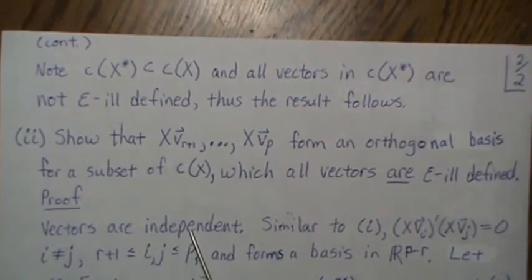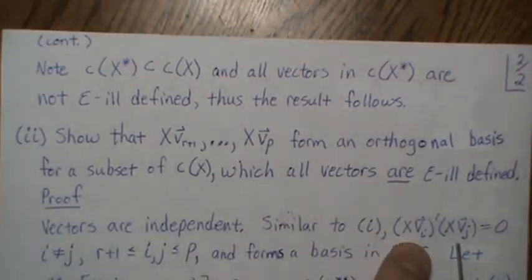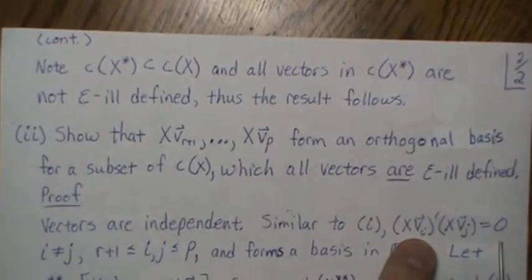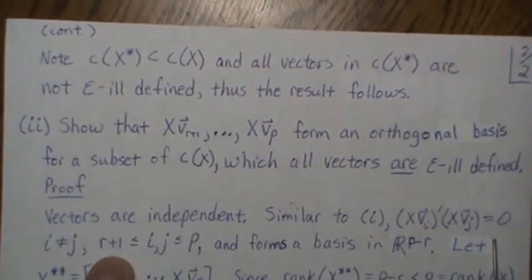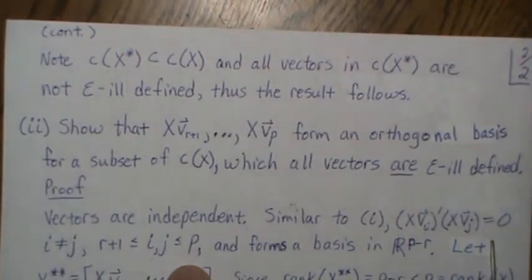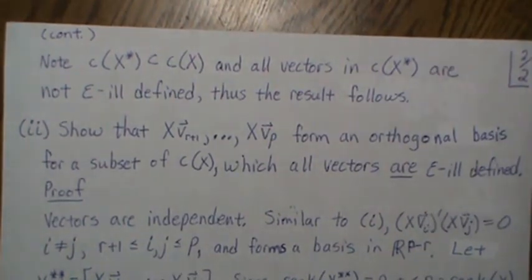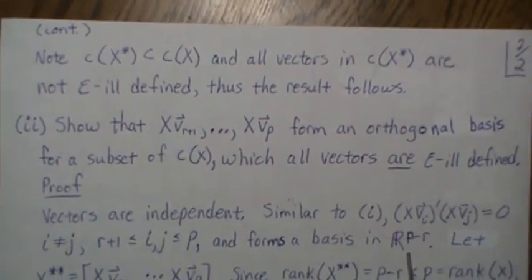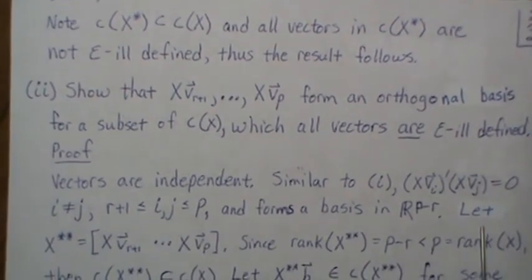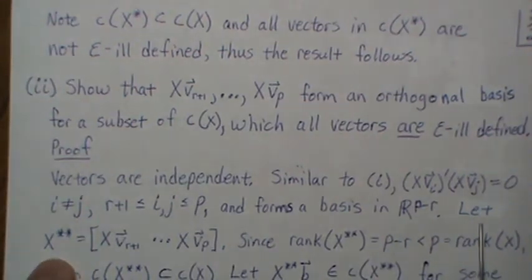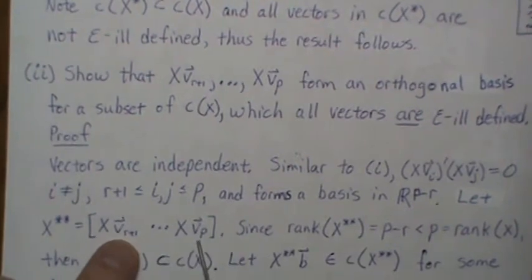The vectors are independent, meaning orthogonal, and so similar to part 1, it's easy to show that this vector product is 0. Same approach, and this is when i is not equal to j, and i and j from r plus 1 to p, right? So each column is orthogonal to the next, which means it forms a basis in p minus r space. So now let's let X double star be these p minus r columns.